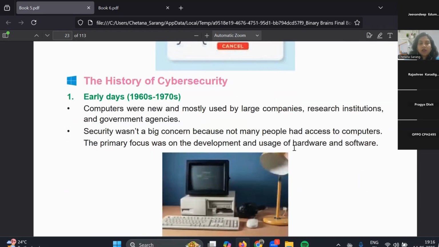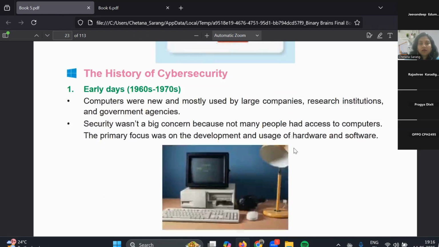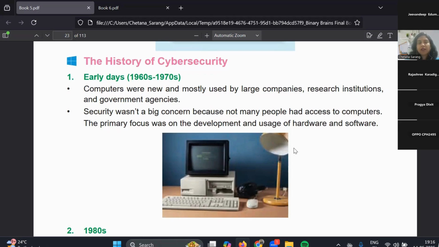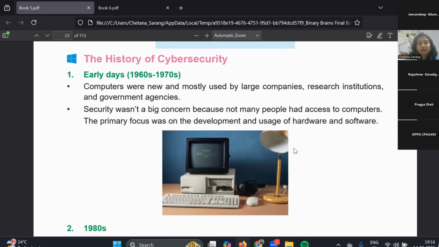So, history of cybersecurity. Earlier, cybersecurity was not of great concern because there were hardly any computers and people used them for all the right reasons. Now computers are just another thing in everybody's everyday life, so people have started to do illegal things with them. And there rises the need for cybersecurity.